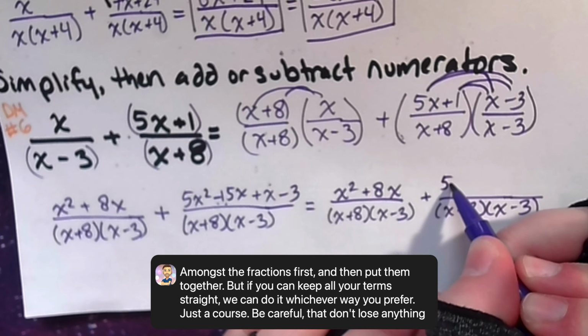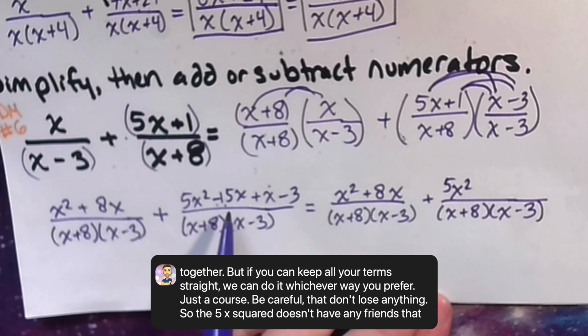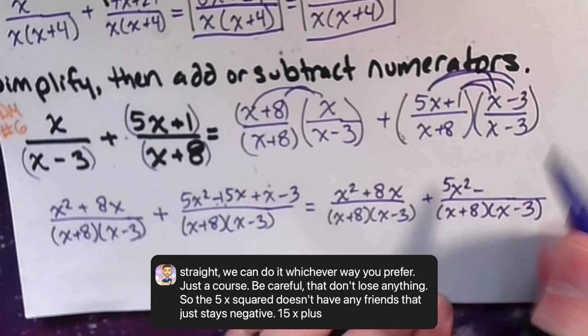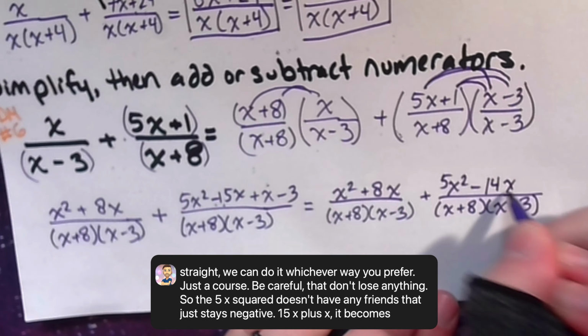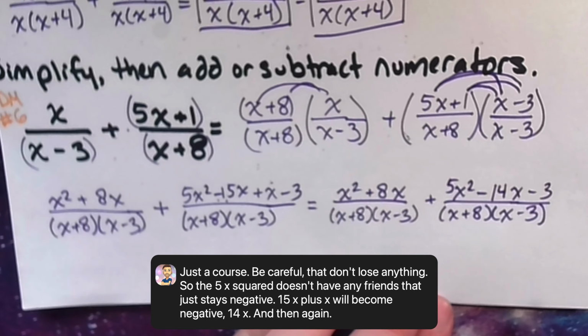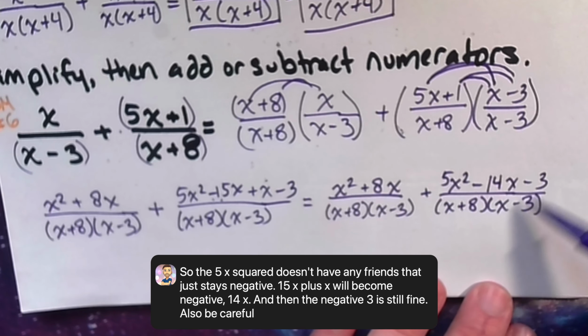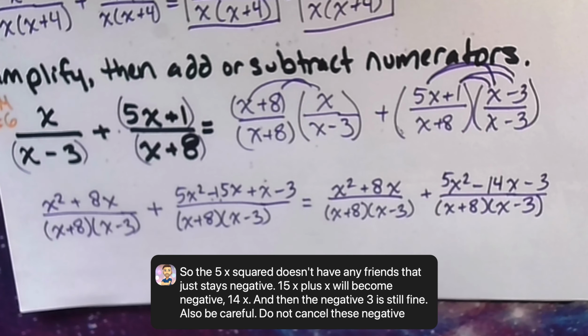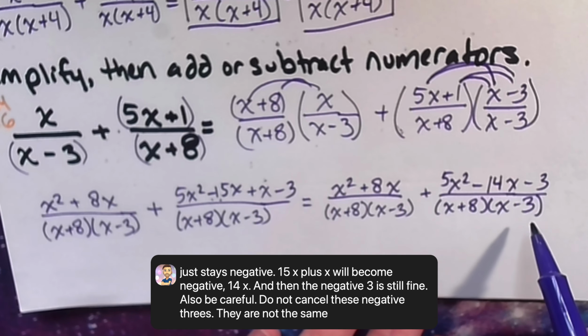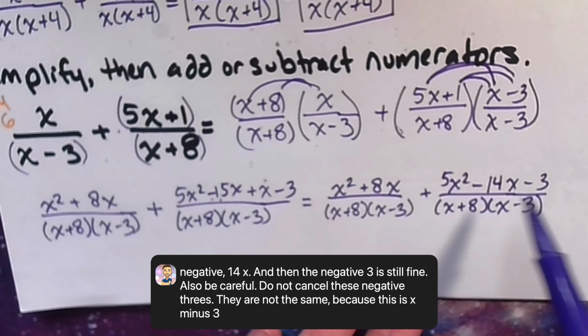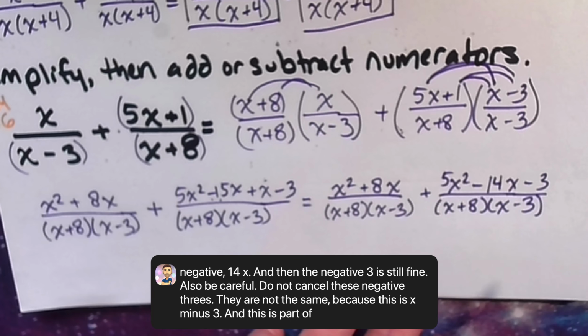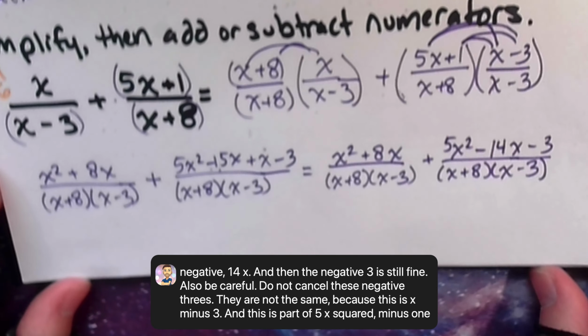So the 5x squared doesn't have any friends, that just stays. Negative 15x plus x will become negative 14x, and then the negative 3 is still fine. Also, be careful, do not cancel these negative 3's. They are not the same, because this is x minus 3, and this is part of 5x squared minus 14x minus 3. Don't fall into that trap.